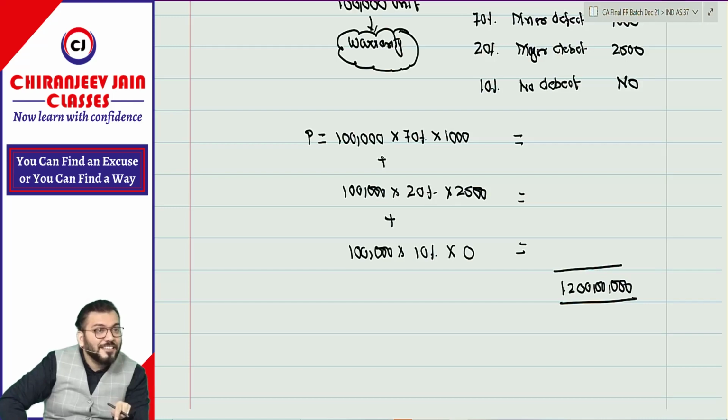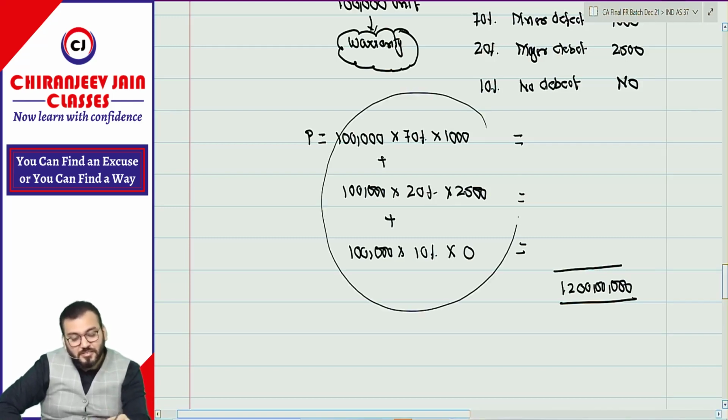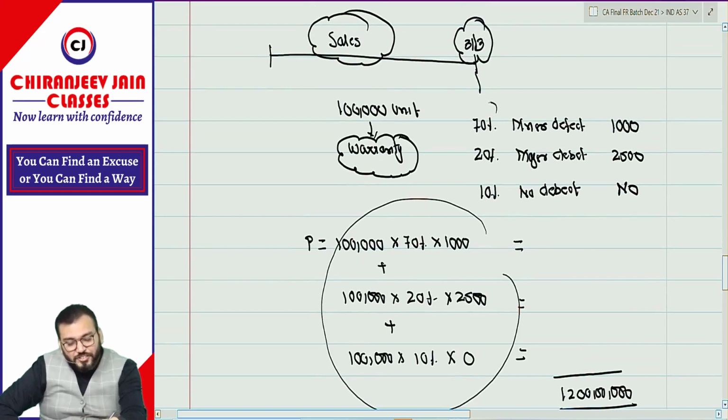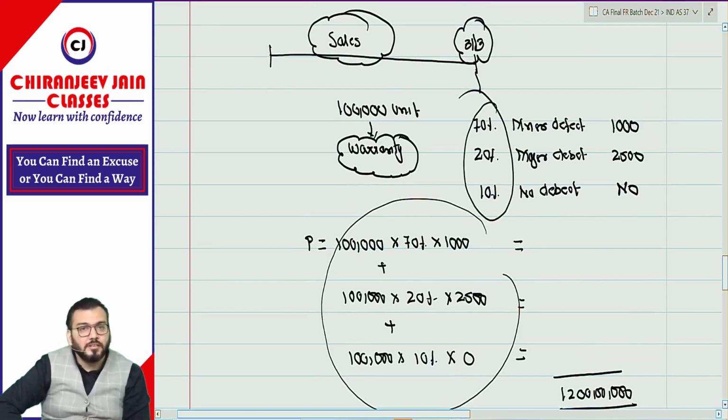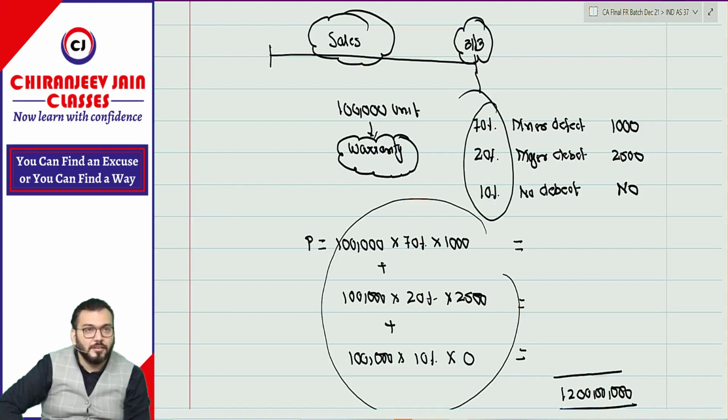Correct? Yes, no. Why? This is only the weighted average. We'll not divide by 3. The weight we have given, this is the outcome weight. 70%, 20%, 10% is the outcome weight. What is the meaning of weight in weighted average?